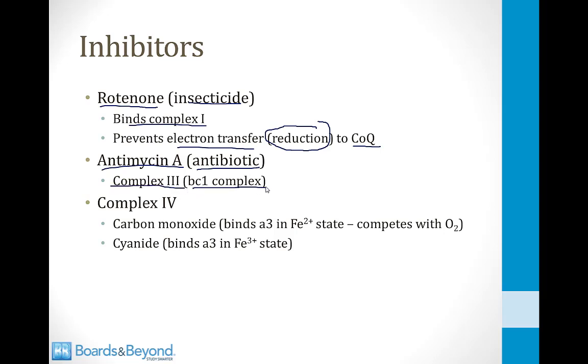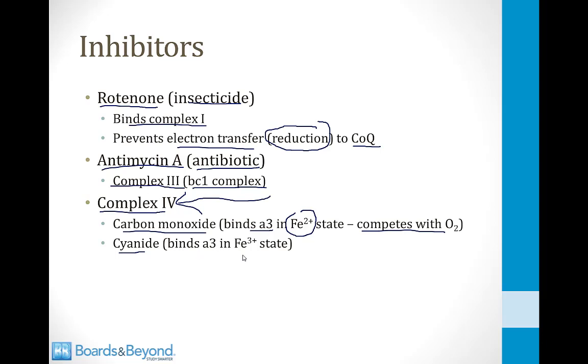And finally, there are two important substances that can bind to complex 4. Remember that complex 4 transfers electrons to oxygen, and it contains iron in both the 2 plus and 3 plus state. Carbon monoxide likes to bind to iron in the 2 plus state. And remember, that's the state that iron's found in hemoglobin. So the main problem from carbon monoxide poisoning is that it binds to iron in hemoglobin and prevents oxygen uptake by red cells. But a lesser effect of carbon monoxide poisoning is that it binds the 2 plus iron in cytochrome A3 and competes with oxygen for electron transfer in complex 4. A more important poison of complex 4 is cyanide.